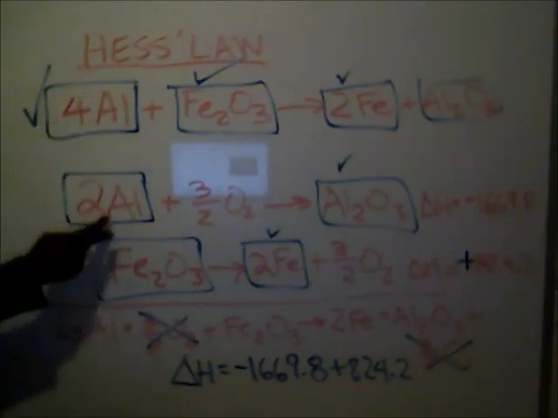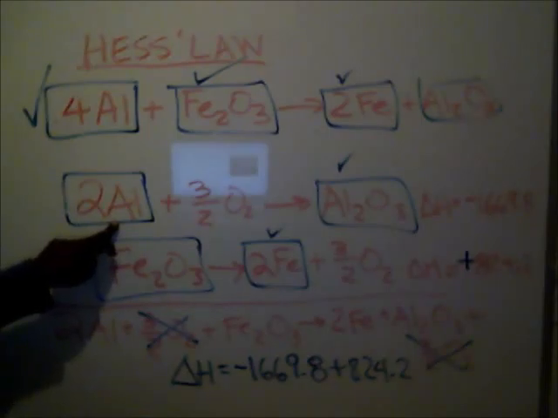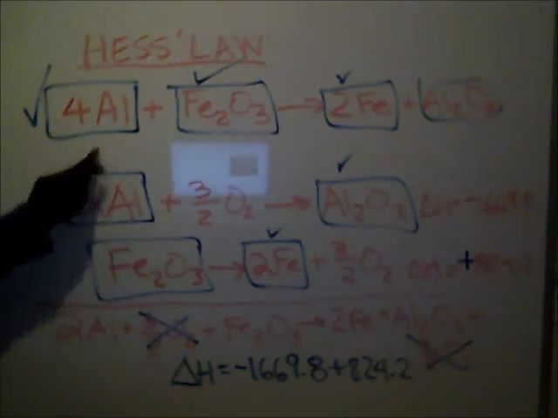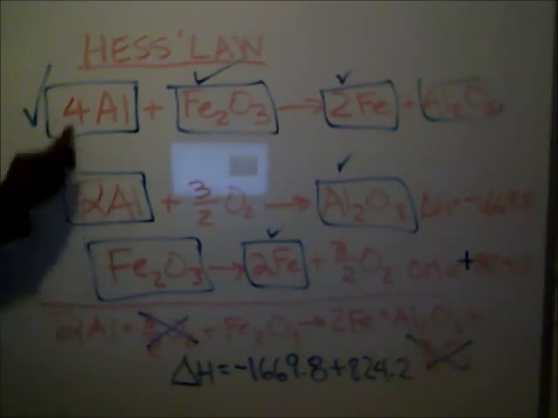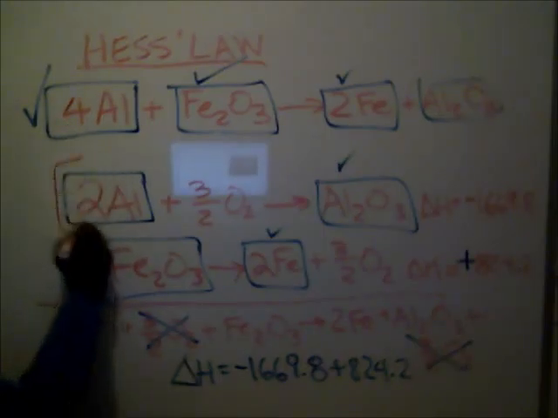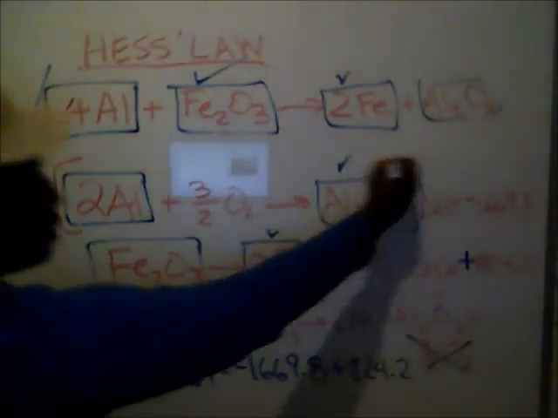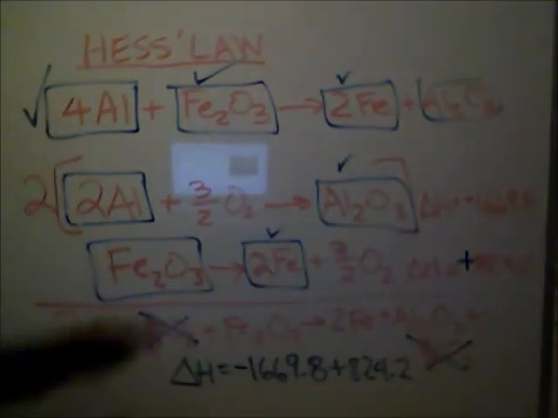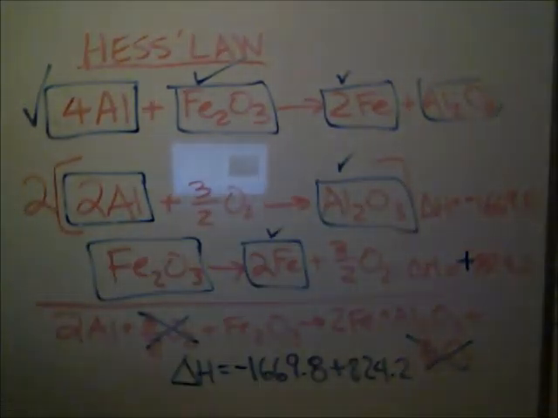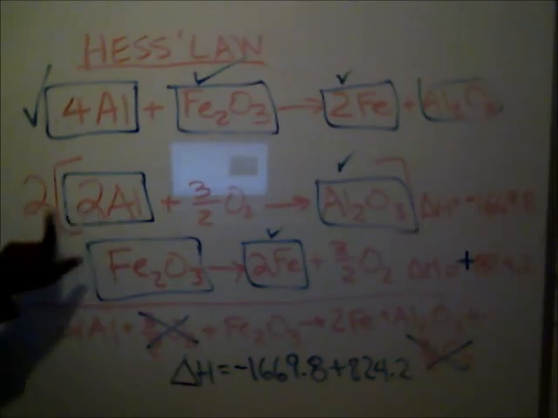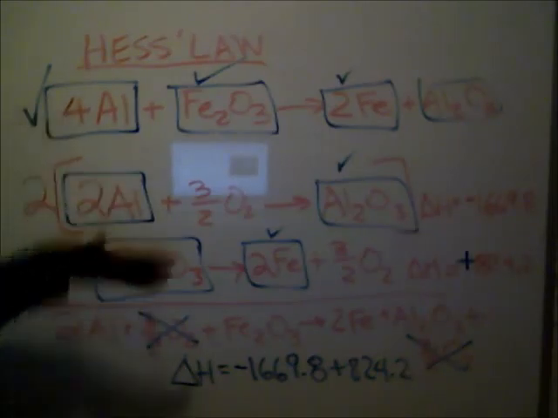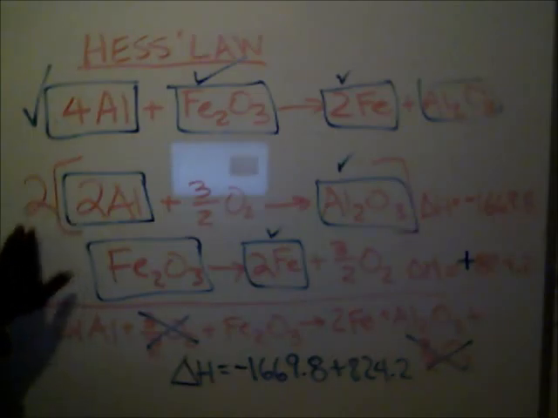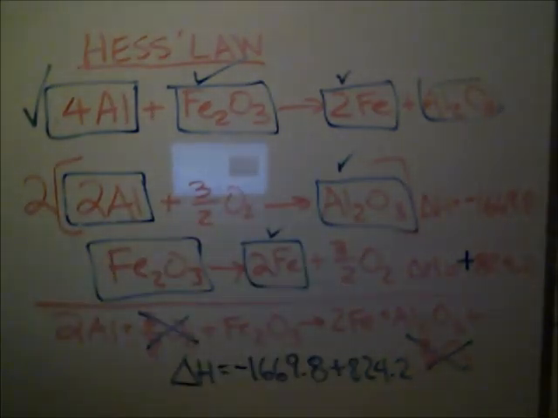Once we figured out the aluminum was on the correct side, the left side where we needed it, we would also have needed these numbers to match. So if this was 4 and this was 2, we would have had to multiply the whole equation by 2. And we would have also had to multiply the heat by 2. So you do have the ability, if the numbers don't match up in the front, to multiply or divide by numbers. But whatever you do to the step, you have to also do to the delta H.